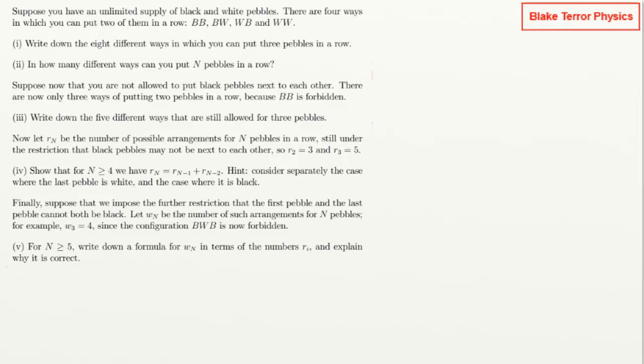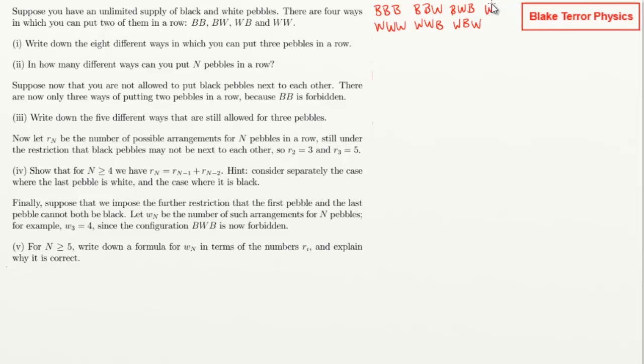Suppose you have an unlimited supply of black and white pebbles. There are 4 ways in which you can put 2 of them in a row. Write down the 8 ways you can put 3 pebbles in a row. Right. So black, black, black. Opposite is white, white, white. Black, black, white. White, white, black. Black, white, black. White, black, white. And then what could I have there?